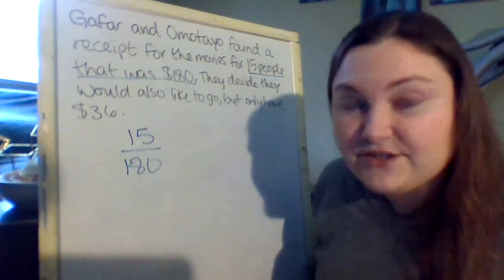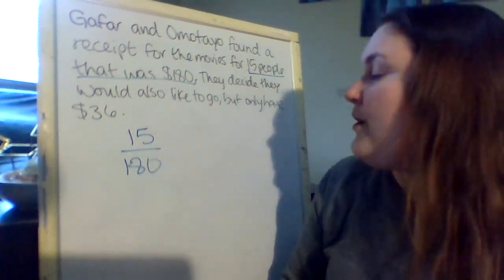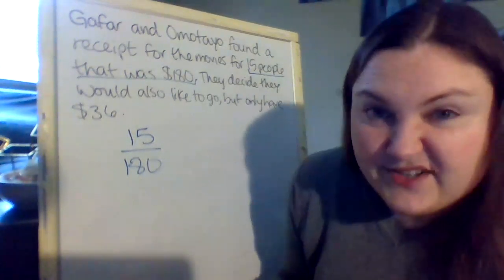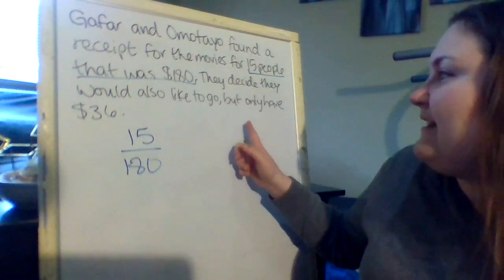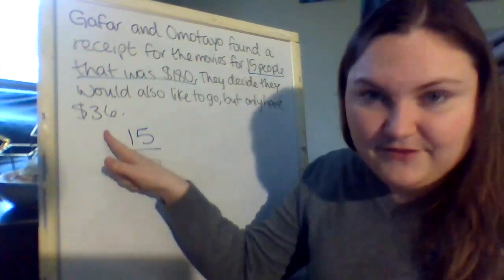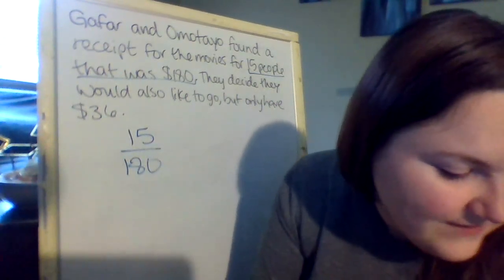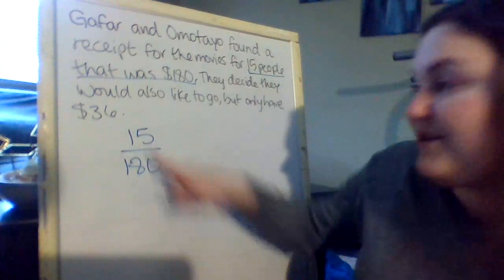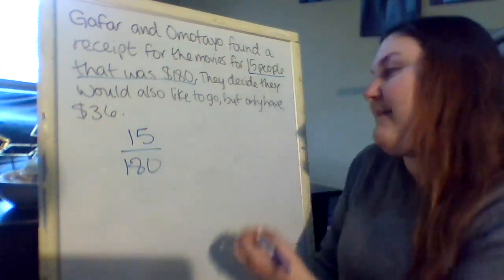I'm going to take the words out and just write it as a ratio, which we're used to seeing as a fraction. Now, right now, this isn't an equation yet. This is just a ratio or a fraction. What we're trying to find is, it says they would also like to go, but only have $36. And the question says, write an equation that could be used to find the amount of tickets they can get with their $36. So what we're trying to find is how many tickets they can buy, how many people can go.